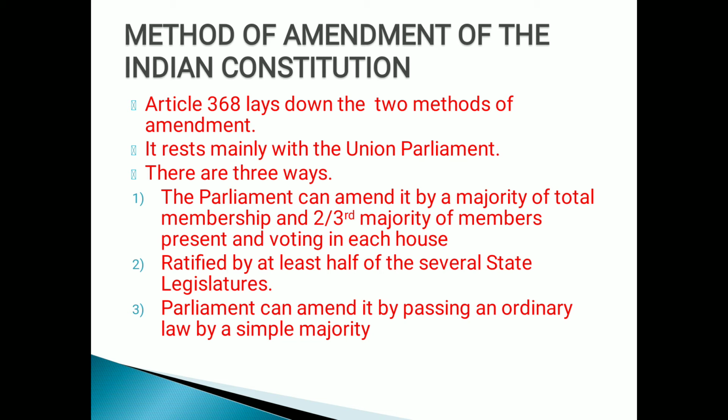First, the passing of the amendment bill by both the houses of the Union Parliament by a majority of total membership and a 2/3 majority of members present and voting in each house. Second, the amendment bill as passed by the parliament becomes an act only after it secures ratification from at least half of the several state legislatures and the assent of the president.